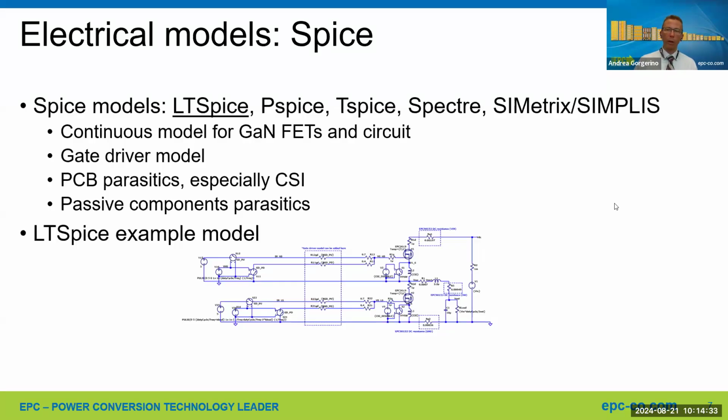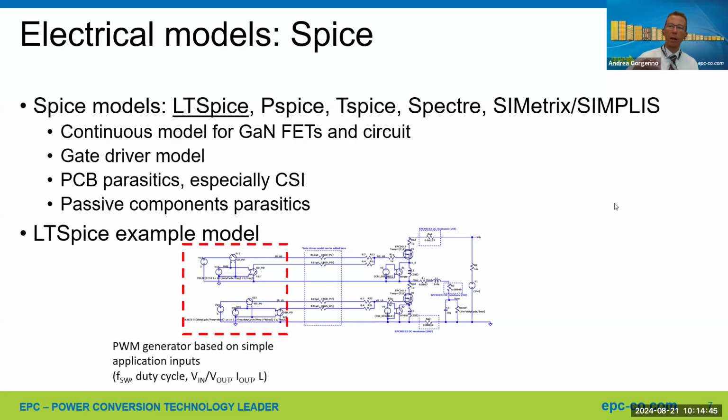But the main one, where all of them are derived from, is LTspice. And in LTspice, we provide not only the library models, but we also provide an example model here. Again, it's the standard half bridge as before, but it has a couple of nice features that make the initial analysis very quick and very helpful.